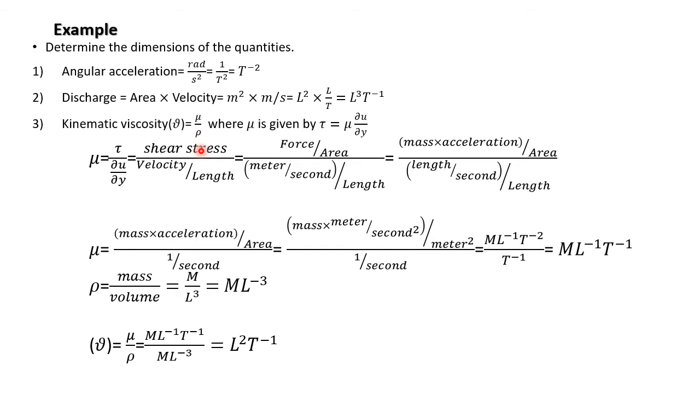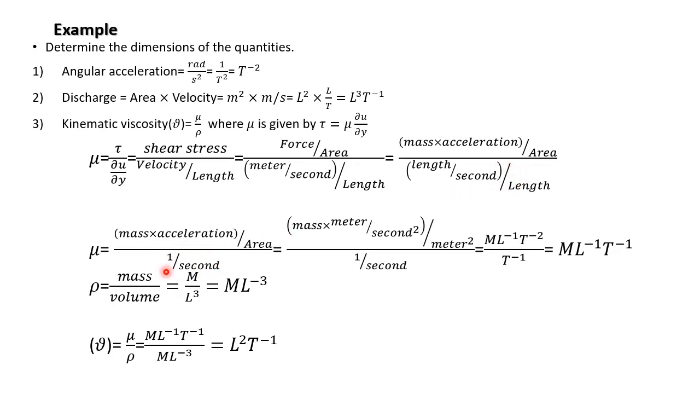So shear stress is equal to force by area. What is force? Force is mass into acceleration. Now in the denominator it is velocity per length. What is velocity? Velocity is meters per second divided by length. What is meter? Dimension of meter is length. Now length gets cancelled, so what remains in the denominator is 1 by second.